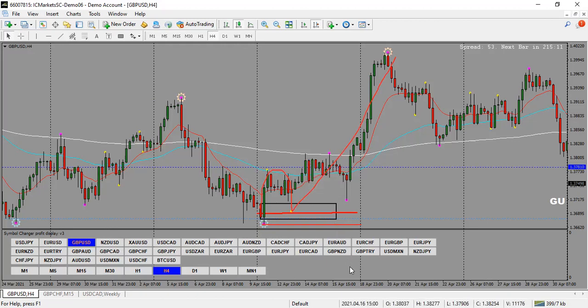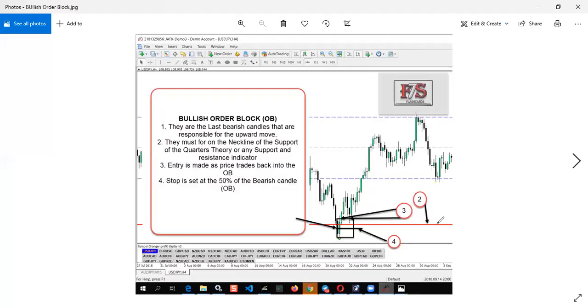Yes, sir. So that is a bullish order block and a bearish order block. Now we'll talk about a concept called breaker and source. That's what I'm going to talk about now, before I talk about demand and supply zones. I will talk about the demand and supply zones after breaker and source. Now, what is a breaker and source? Follow me.